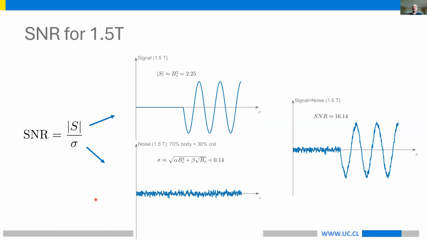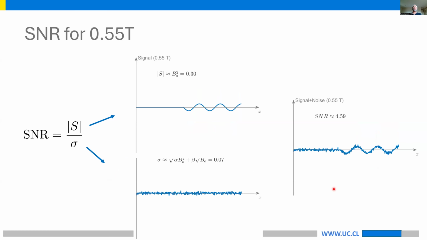And here I have a few graphs to show how this looks. Let's say we are at 1.5 Tesla. So you have your signal here in this example, which is this sinusoid. So it's flat and then a sinusoid as a function of space. And then let's say we have a noise that comes 70% from the body and 30% from the coil. So the standard deviation is approximately 0.14. And so your noise looks like this, and you add that to the signal, and you get your signal plus noise. This is your acquired signal, and it looks reasonable, and that noise will not impede reconstructing this signal.